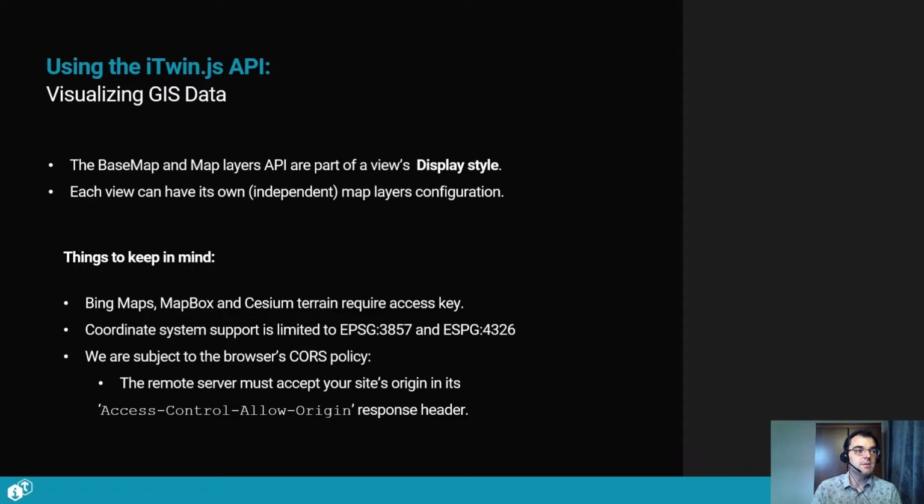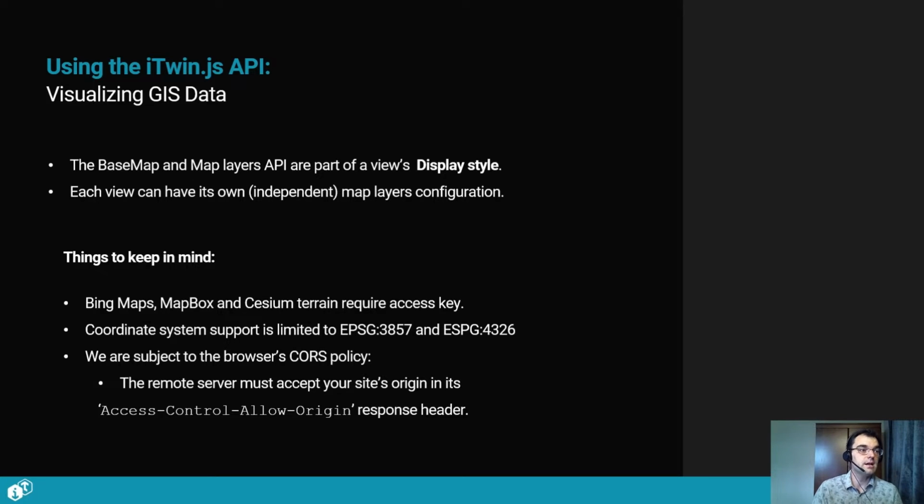A few things to keep in mind with the iTwin GIS API. The base map and the map layers API are part of the view display style, which means that each view gets its own independent configuration. So you can have two different configurations if you set up two different views, right?